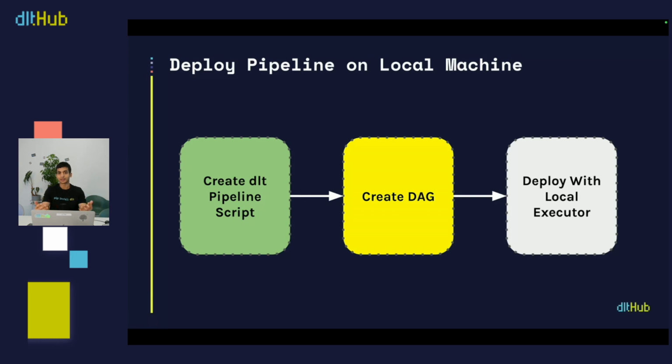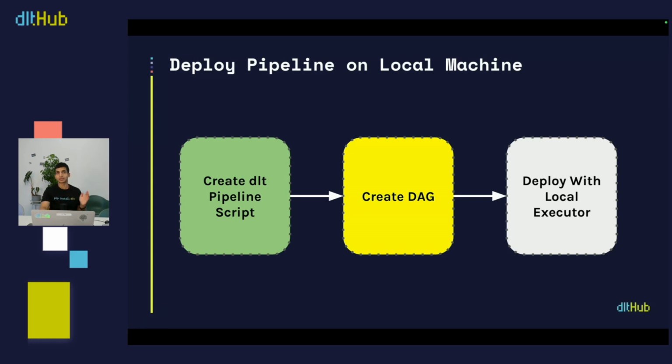Let's actually get started by deploying our DLT pipeline on Airflow in our local machine. Currently, we already have a DLT pipeline script that works. Now, what we have to do is to represent this pipeline as an Airflow DAG and then deploy it later with the local executor. So let's start with the DAG itself.